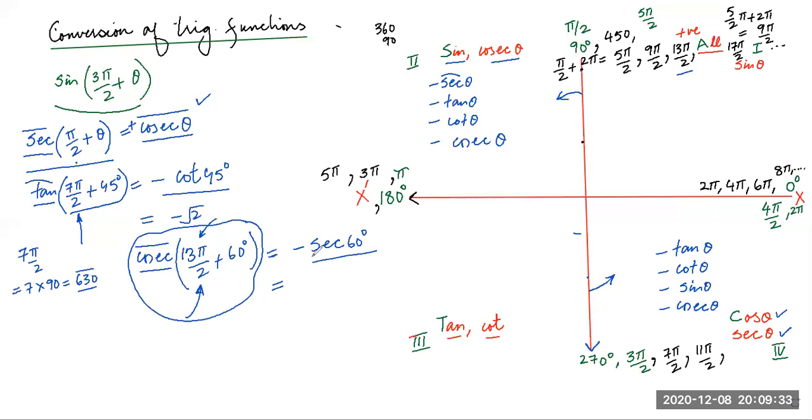Now Ishma, what is this? This is equal to minus 1 by cos 60. Secant is reciprocal of cos, so that will be equal to minus 1 by cos 60. What is cos 60? Cos 60 is 1 by 2, which is equal to sine 30. So 1 by 1 by 2, it will be minus 2. We got the answer. So students, have you understood?